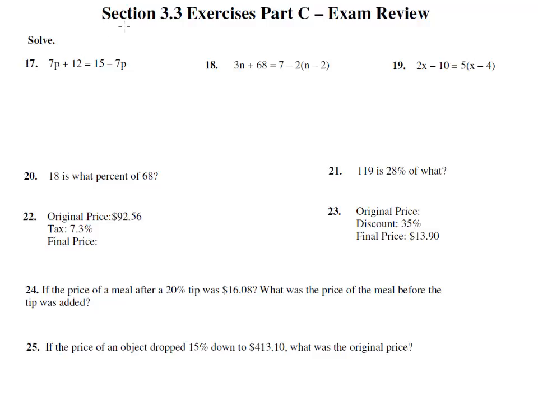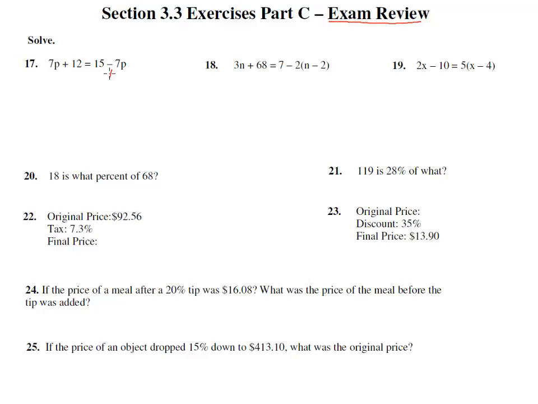Here we are in section 3.3 exercises part C with the review for the exam. Number 17 says to solve, which means we're getting the variables all on the same side and by themselves. So here we have 7p plus 12 equals 15 minus 7p. Oh, we've got multiple p's that we've got to take care of.